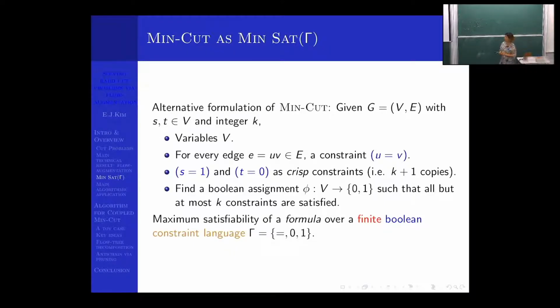What do you mean by copies? Copies means you have the same constraint multiple times. This is allowed. So you're adding the same T equals 0 constraint k plus 1 times, so that no matter how you delete k constraints, you still cannot satisfy the instance unless you satisfy this.